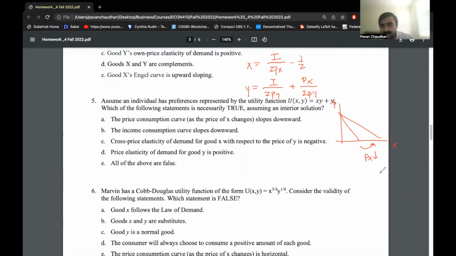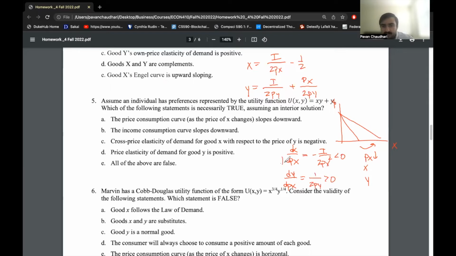Okay, and we want to find what happens to both x and y. So we take dx/dpx to find the x change, and we take dy/dpx to find the y change. You could either do the arrow method or the derivative here. So in this case, the derivative dx/dpx is negative 1 over 2px squared, which is negative. And for dy/dpx, we get 1 over 2py, which is positive.